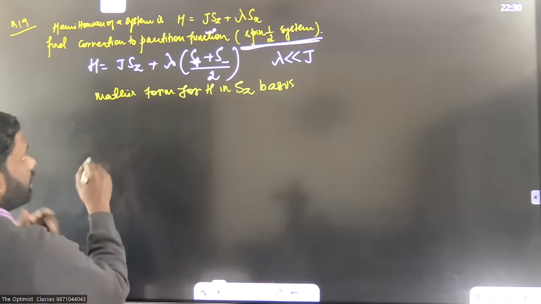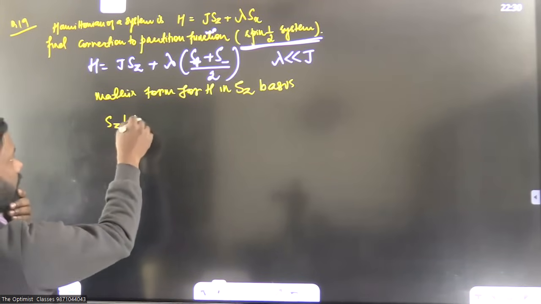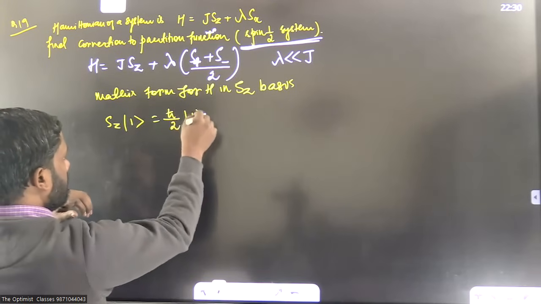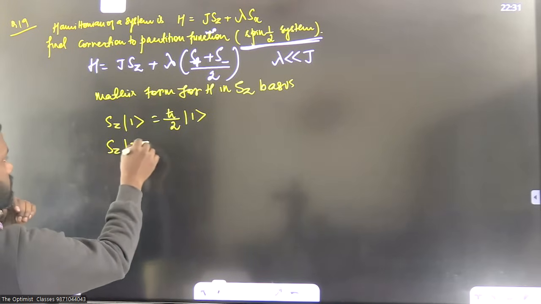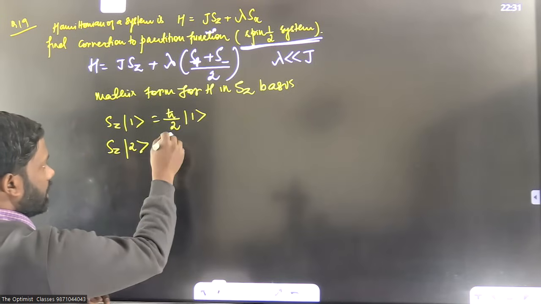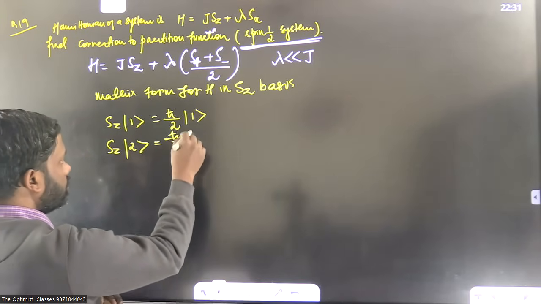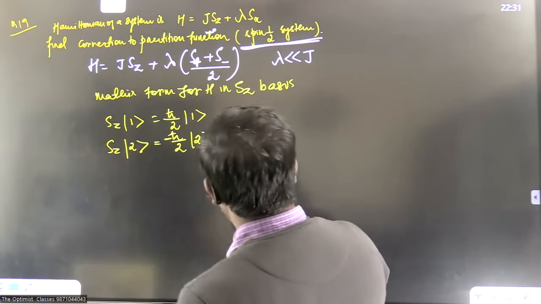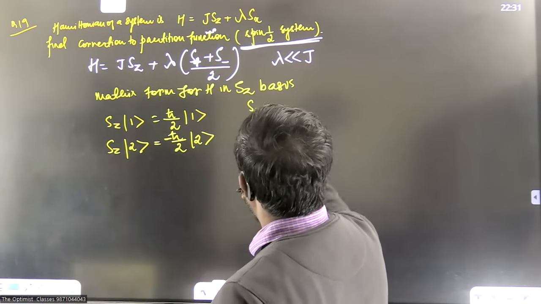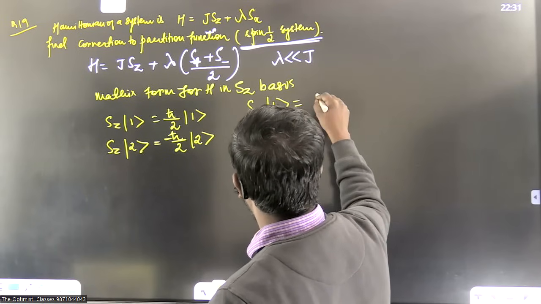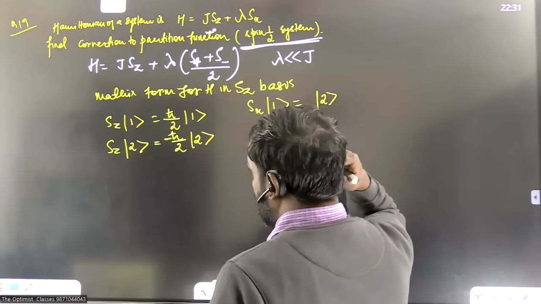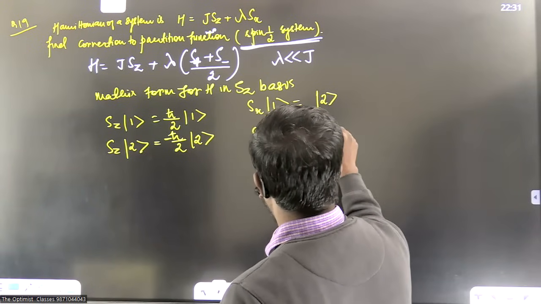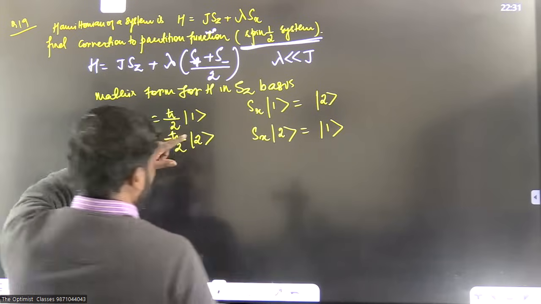Sz basis means we are assuming that Sz has two eigenstates. We call one the up state, with eigenvalue h bar by 2, and we call it 1. Sz has another eigenstate which we call the down state, with eigenvalue minus h bar by 2, and we call it 2. In this basis, if Sx acts on state 1, we actually get state 2. You can verify this. And when Sx acts on state 2, you get state 1. These are not eigenstates of Sx.